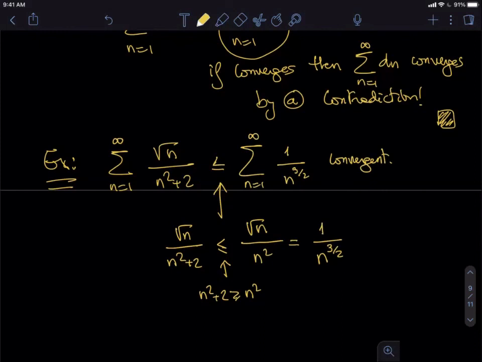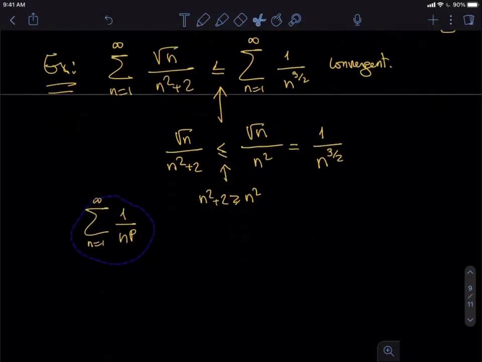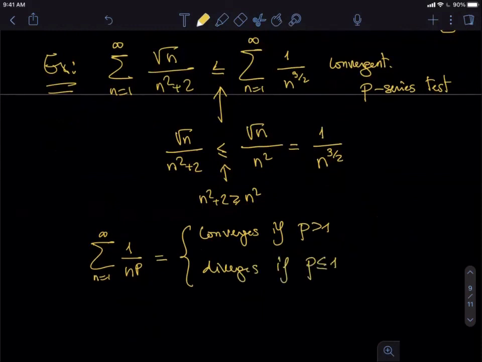We will see that in a video, that whenever we have 1 over n to the power p, n equal 1 to infinity, there are two cases. Let me write it carefully here. This we call the p-series test. So what we will see is that this converges if p is bigger than 1 and diverges if p is less or equal than 1.